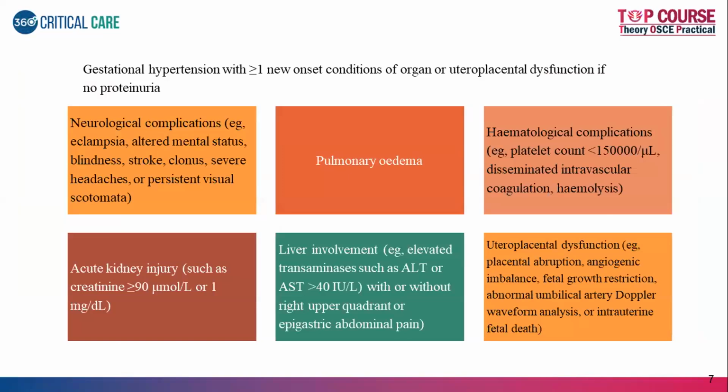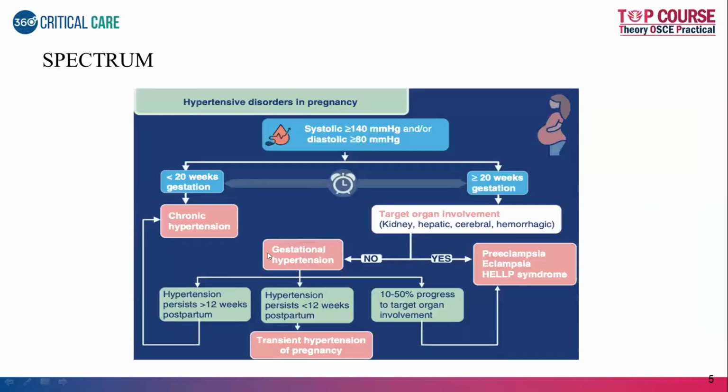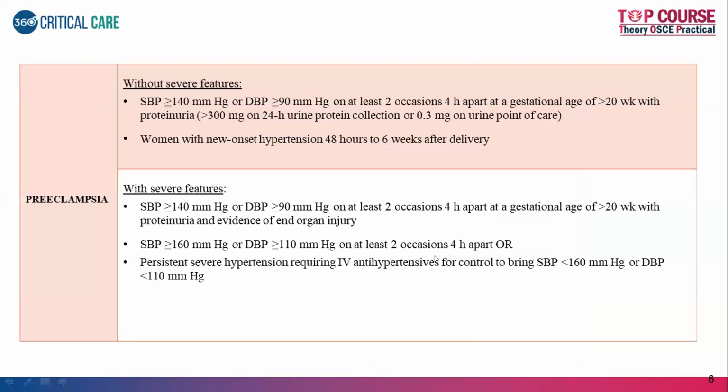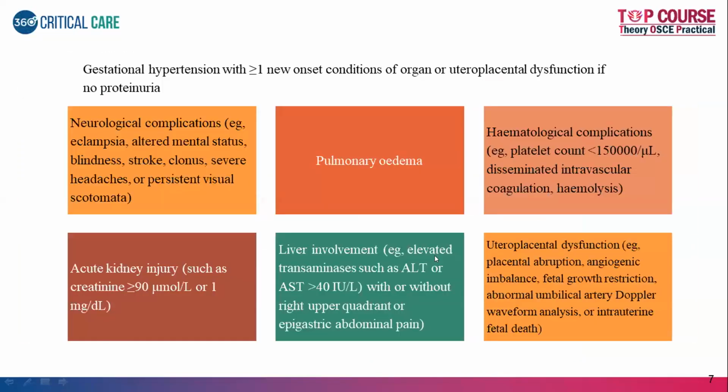So as I told you in the previous one, gestational hypertension with one of the end organ involvements. From that time I'm telling end organ involvement. What is this? Any neurological complications, like if the patient has eclampsia, altered mental status, development of stroke, blindness, severe headaches, or persistent visual impairment, then that is end organ involvement in the form of CNS involvement.